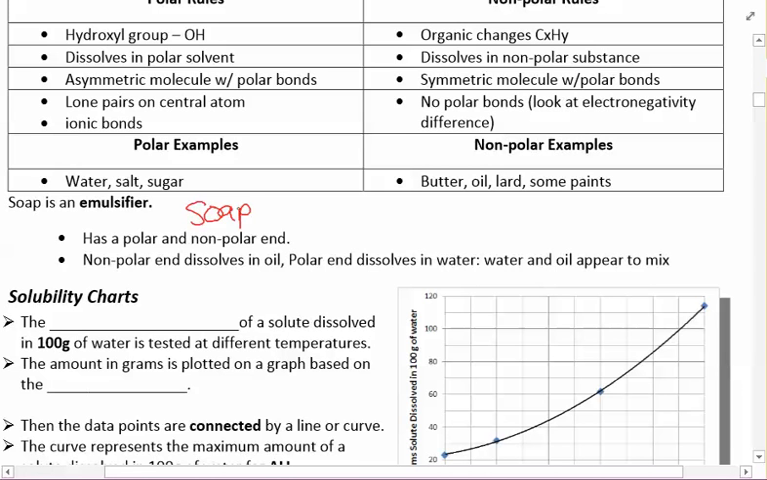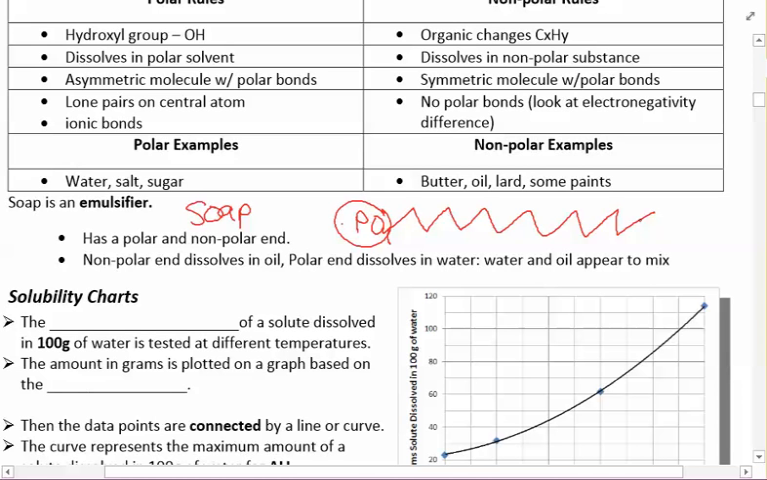So I'm going to draw a soap molecule here. So you have usually some sort of, it can be phosphate. A phosphate is a common example here. And then you have a very long organic chain. So this is your polar end. This is your non-polar end.